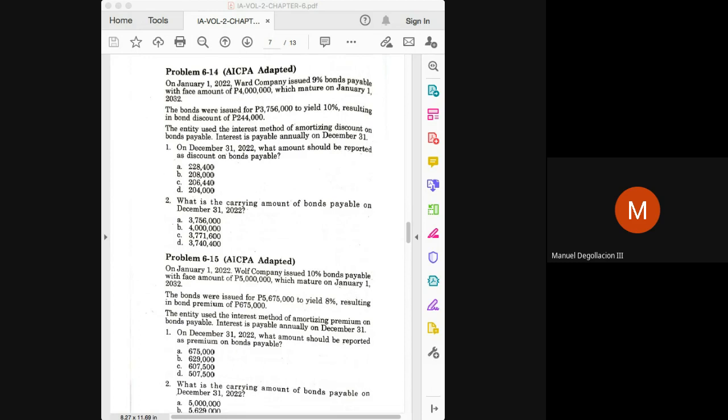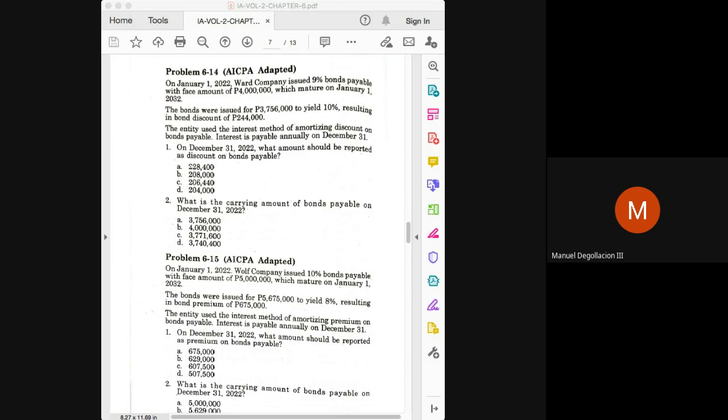Okay, so for us to determine how much is the discount on the bonds payable as of December 31, 2022, we must first determine how much the initial or starting balance of our discount was. Okay, and it would be very easy for us to determine this, especially since it is explicitly stated.